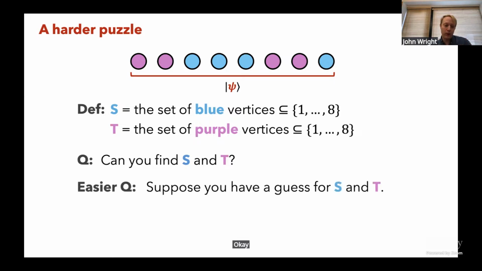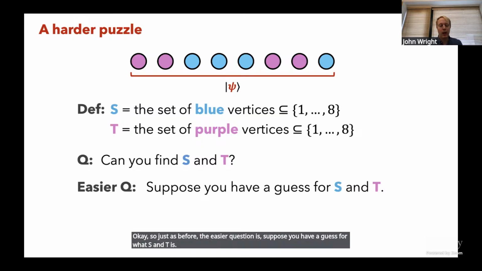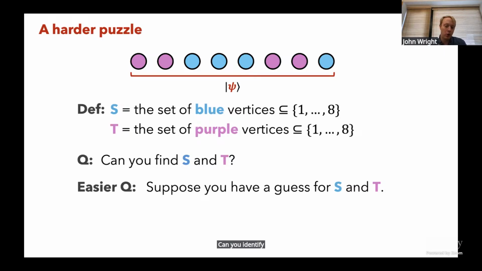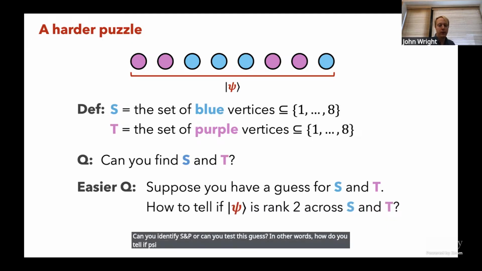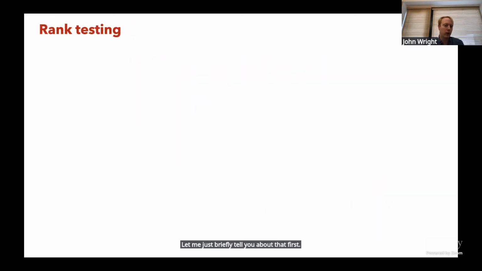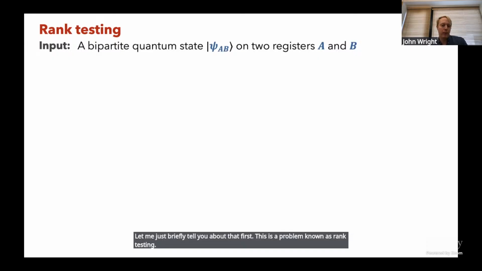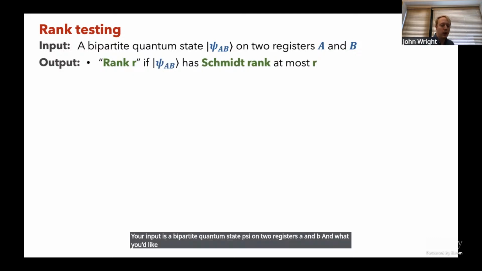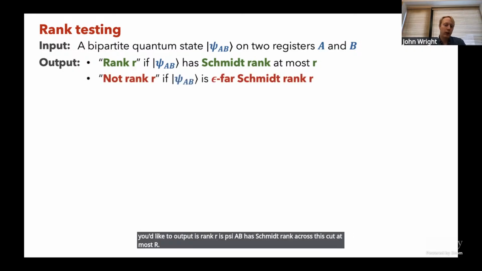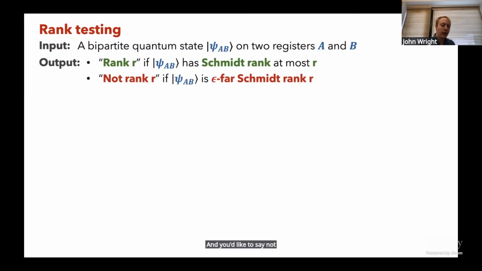Okay, so just as before, the easier question is, suppose you have a guess for what S and T is. Can you identify S and T, or can you test this guess? In other words, how do you tell if psi is rank 2 across some cut S and T? So let me just briefly tell you about that first. This is a problem known as rank testing. Your input is a bipartite quantum state psi on 2 registers A and B. And what you'd like to output is rank R if psi AB has Schmidt rank across this cut at most R, and you'd like to say not rank R if psi is epsilon far from any state that has Schmidt rank at most R.